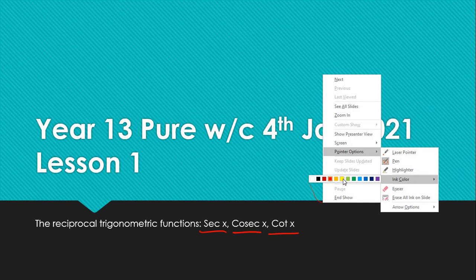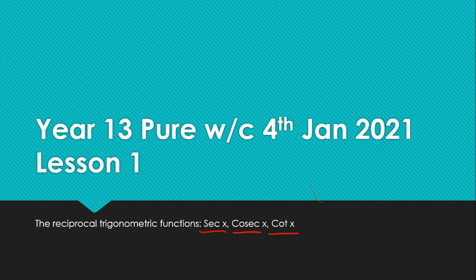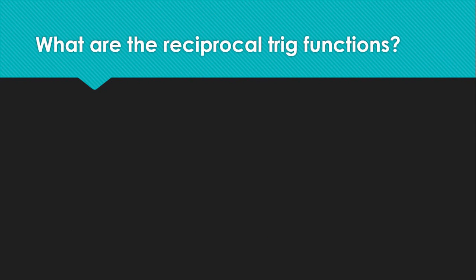These are sometimes called the reciprocal functions. You'll have a little look at why they're sometimes called the reciprocal trigonometric functions, but mostly you'll just call them sec, cosec, and cot. Now, what are the reciprocal trigonometric functions? There are 3 of them, and they relate to the sine, cosine, and tan functions.